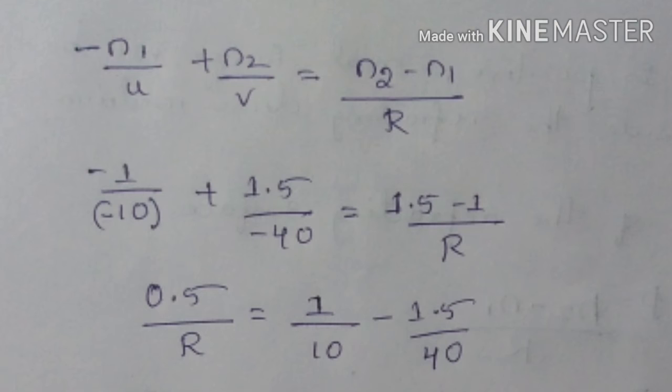To calculate that, let us substitute all the data which we have got from the question in the equation. Minus n1 by U plus n2 by V, which is equal to n2 minus n1 by R. So n1 value is 1 divided by minus 10 plus 1.5 divided by minus 40, which is equal to 1.5 minus 1 divided by R. So this will give 0.5 divided by R is equal to 1 by 10 minus 1.5 divided by 40. If you solve, you will get R.